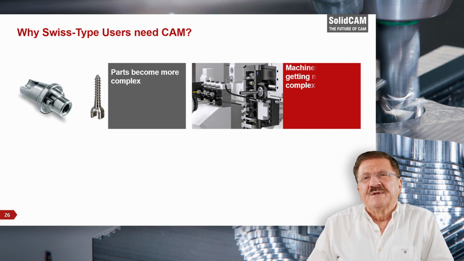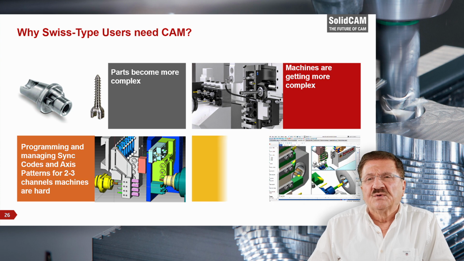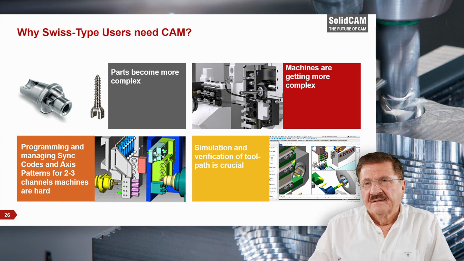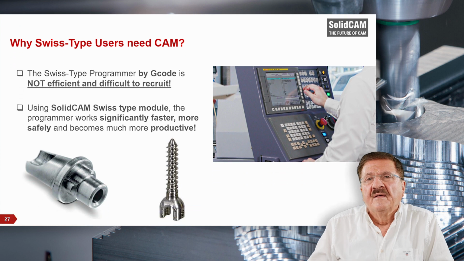Why do Swiss type users need CAM today, while in the past a lot of programming was done on the controller? Because parts are becoming more complex. The Swiss machines are getting also more complex. So programming and managing sync codes and axis patterns for multi-channel machines is very hard today to do right on the controller. And because of all this complexity, simulation and verification of toolpath is essential, something you don't get if you are doing hand programming.